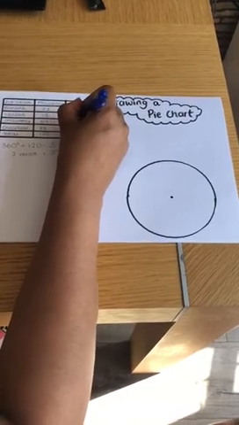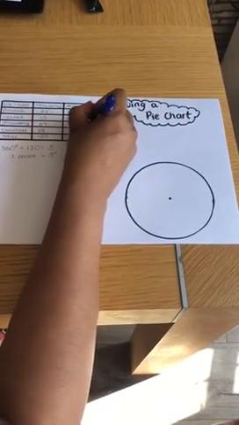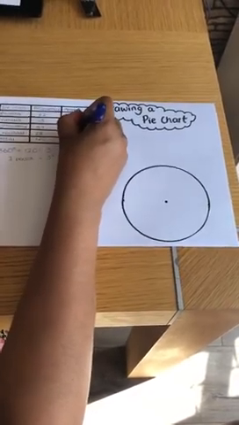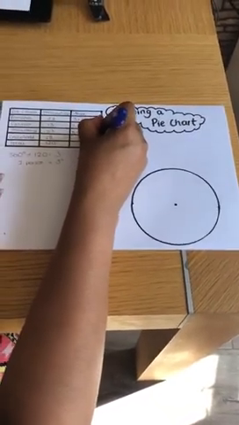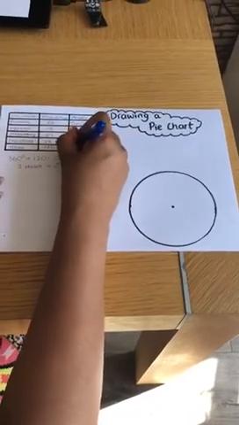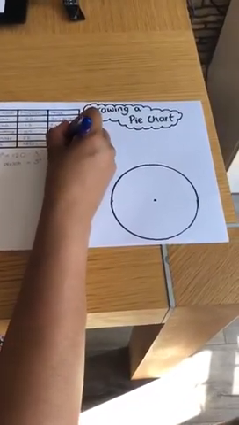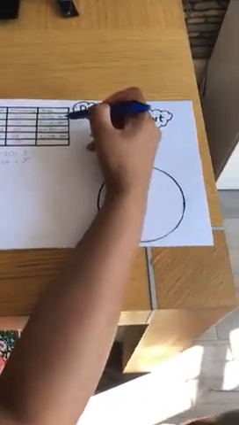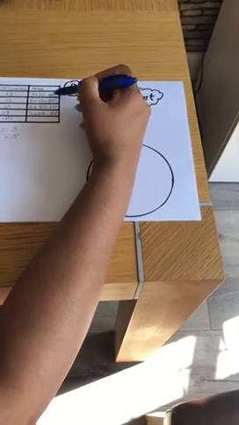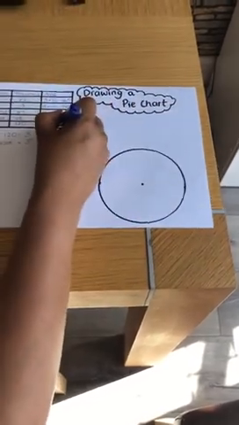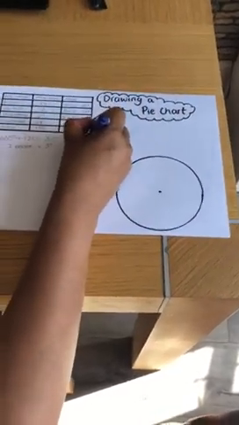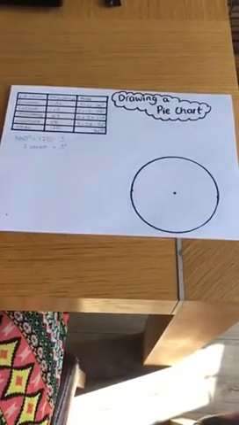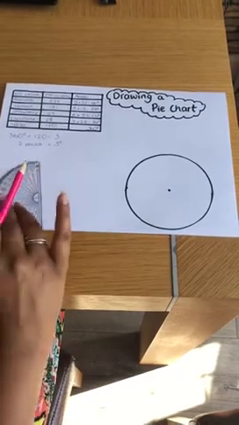3 times 13, which is 39 degrees. 3 times 57, which is 171 degrees, and then 3 times 28, which is 84 degrees. To know whether you've got all these numbers correct, this should add up to 360 degrees, which it does. Right, the next thing we need to do now is get a protractor to measure all the different angles.